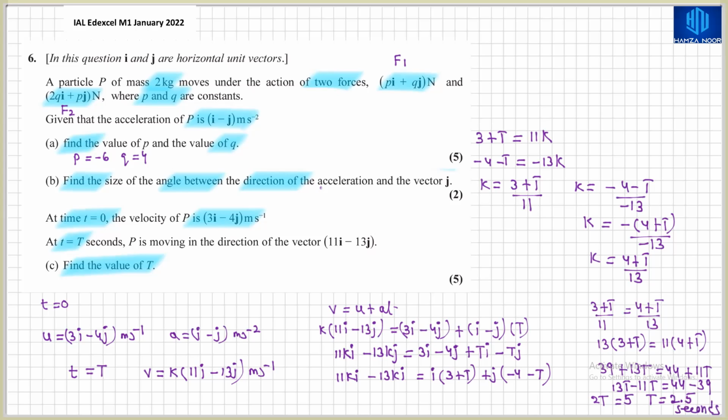So here we have the answer to part C: T is equal to 2.5 seconds. So this was basically question number 6 of the International A-Level Edexcel M1 January 2022 paper.